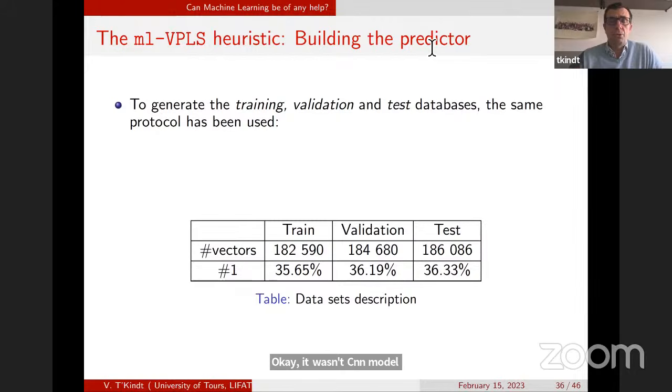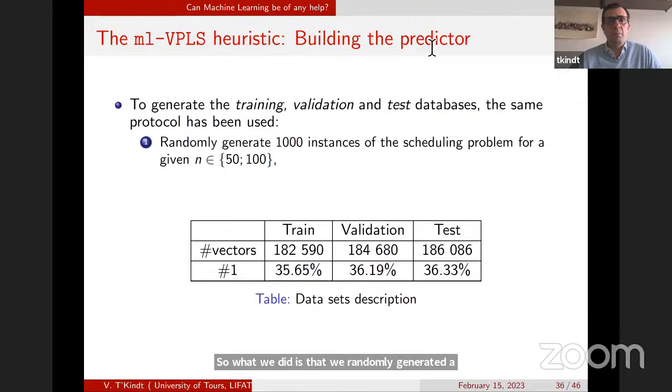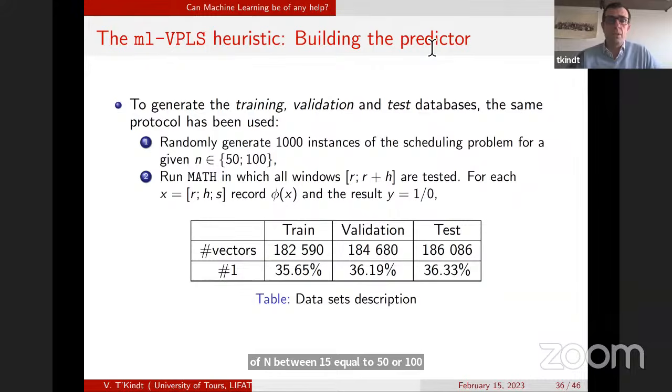Next, we have our structure, we have our features. Now we need to generate databases for training, validation, and tests. So what we did is that we randomly generated 1,000 instances of the scheduling problem for given values of n between 15 and 50 or 100. And each time we ran the Matheuristic, and for all the possible windows R and R plus H, we test them, and each time we report whether this window on this solution yielded an improvement or not.